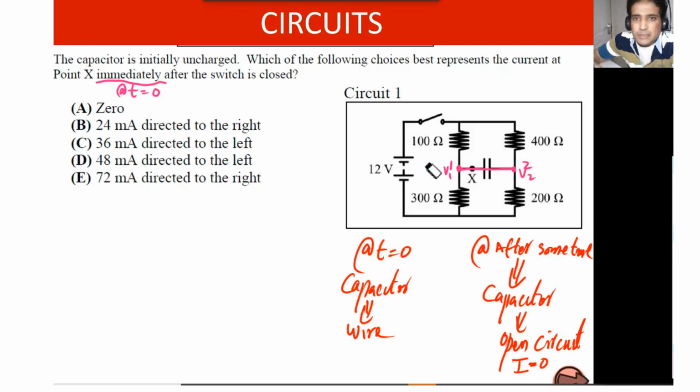Let me clean this part. It means V1 has to be equal to V2. So the first thing we need to understand is that the voltage drop across this resistor has to be equal to the voltage drop across this one. Same voltage drop here, same voltage drop here. That's the reason it is possible that V1 will be equal to V2.